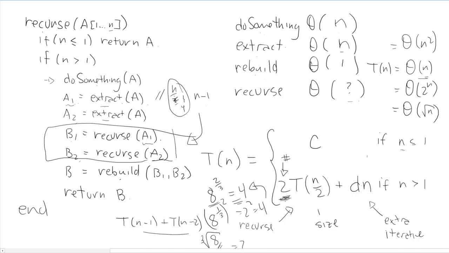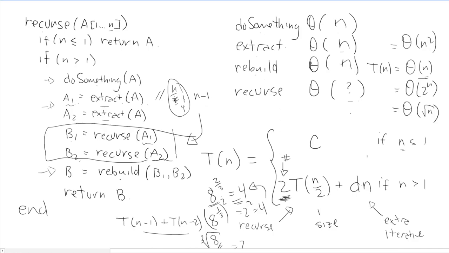Now, it turns out that in merge sort, extracting might take us time, but if you're clever, maybe it doesn't. But in merge sort, we do have to put things back together. After recursing, we have these two sorted lists, but we need to stick them together into one sorted list. And the only way to do that is to call that merge subroutine. So specifically here, the rebuild in merge sort is the merge subroutine. And we know that one is n.